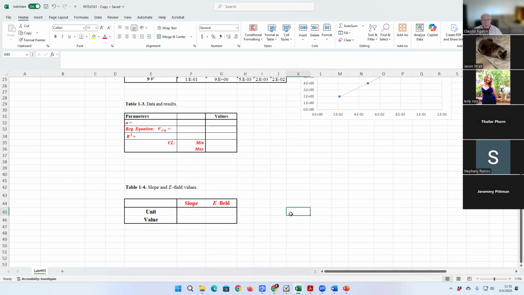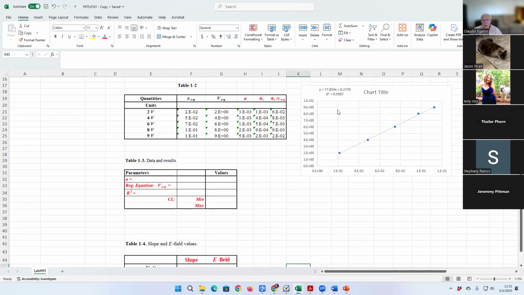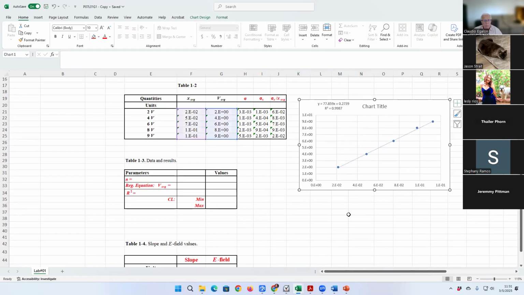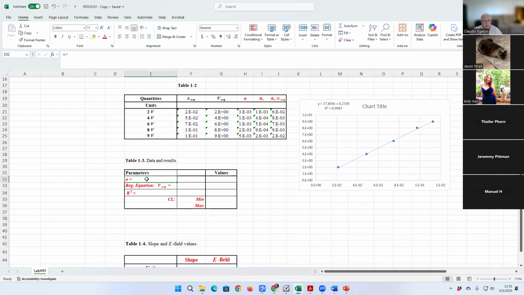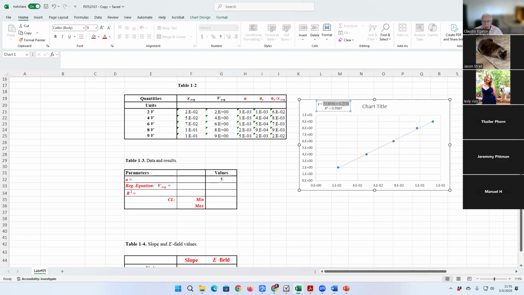What about the CL? You're going to need this graph for the CL and work with this table as well. The first thing you have to do is to write down the number of data points: 1, 2, 3, 4, 5. So you put 5 data points. That's what N is all about. You're going to need this value to find out the CL. I want you to write down the regression equation as well, this one right in here.